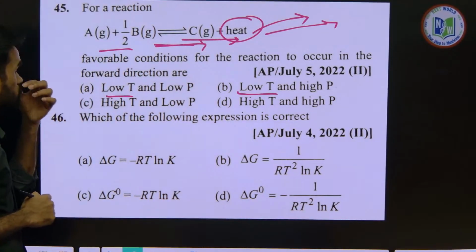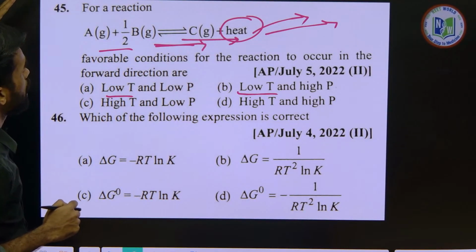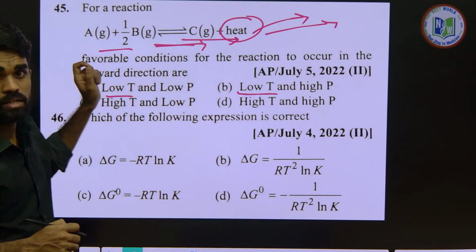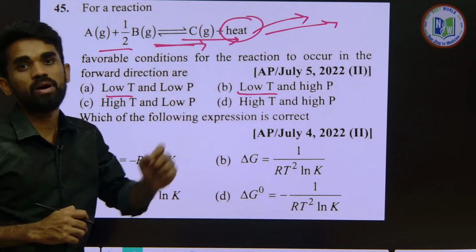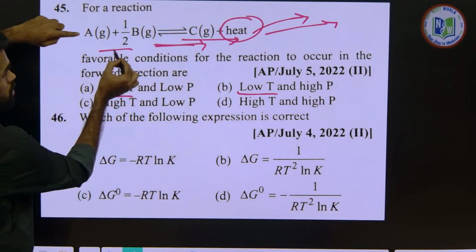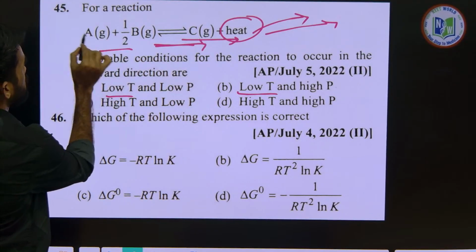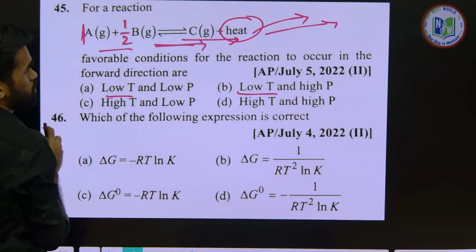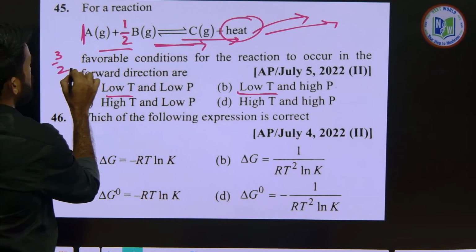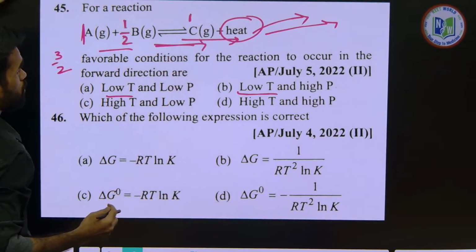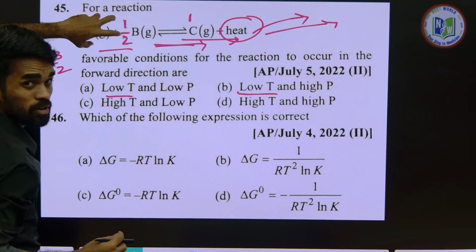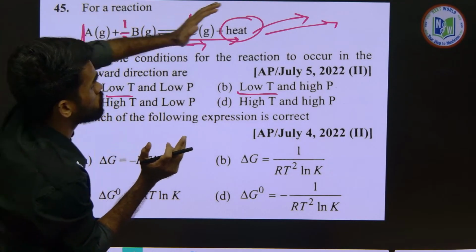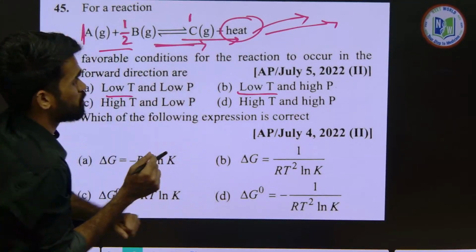When we apply high pressure, then equilibrium will shift towards the side where there is a low number of molecules. Here, more molecules are there on the reactant side. How many are there? This is 1 A gas particle and 1 by 2 B gas particles. So total it is 3 by 2, which is greater than 1. It means if I apply pressure here, the number of moles of reactant molecules in unit volume will increase. Therefore equilibrium moves forward to decrease that. Therefore high pressure favors forward.